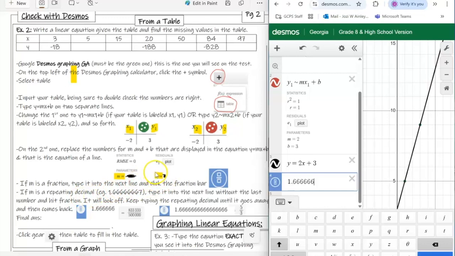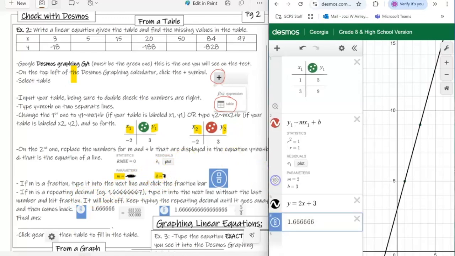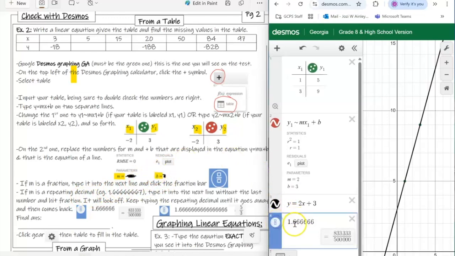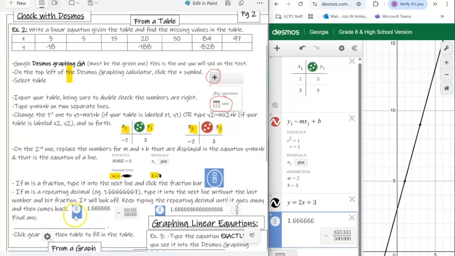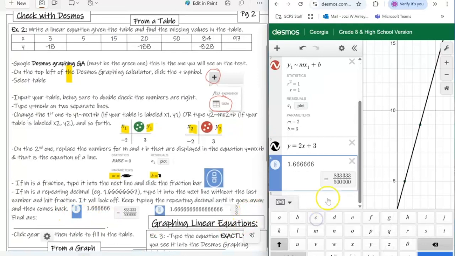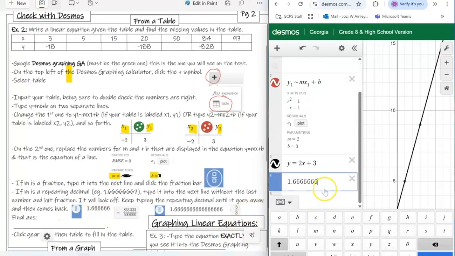Oh my gosh, there's no fraction. Oh, there it is. So I'm going to hit fraction. All right, so when I hit fraction, I get some weird looking number. It will look weird, so keep typing the repeating decimal until it goes away and then comes back. So I'm going to keep typing basically the 6. It's going to go away like that.